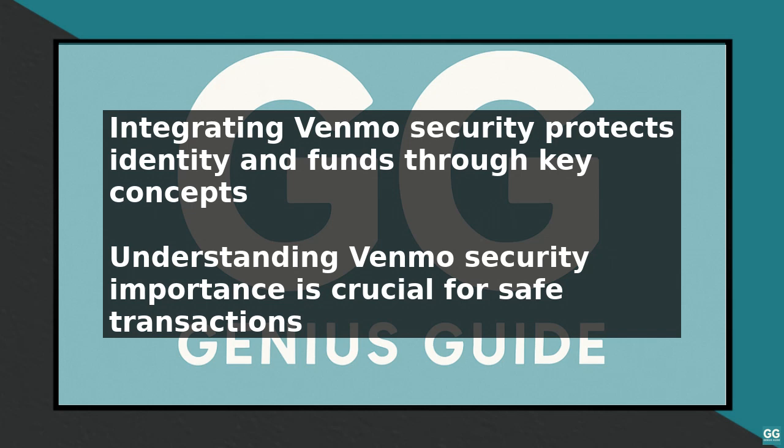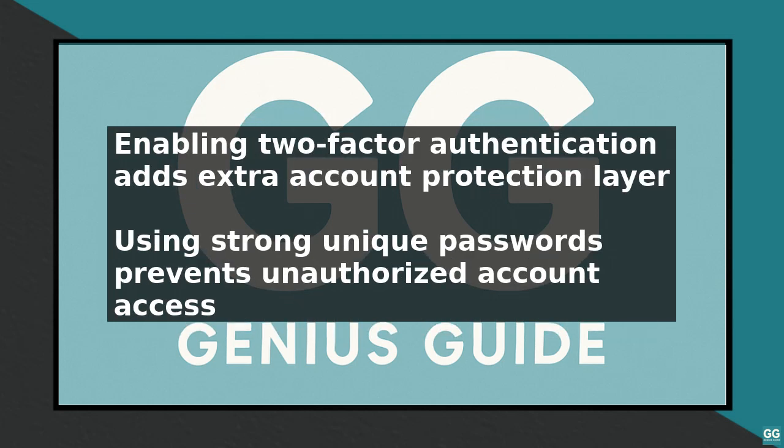The first step in integrating Venmo security is to enable two-factor authentication. This adds an extra layer of protection to your account by requiring a verification code sent to your phone or email in addition to your password. To enable two-factor authentication, log into your Venmo account, navigate to the Settings menu, and select the Security option.